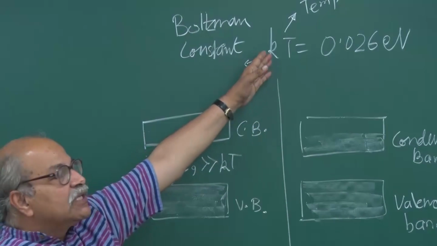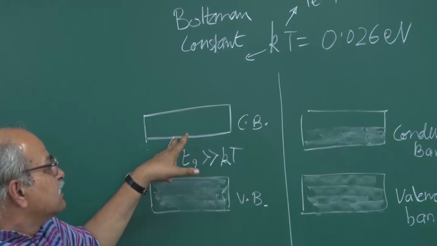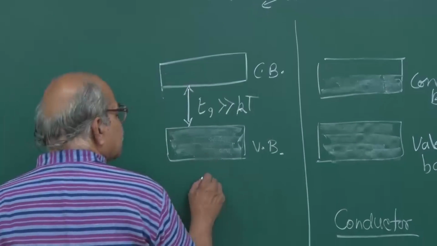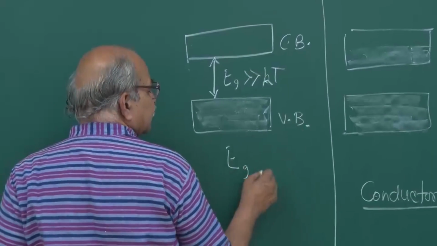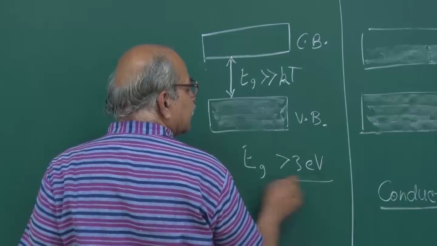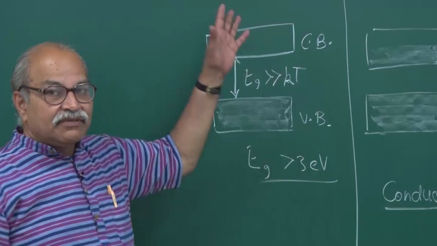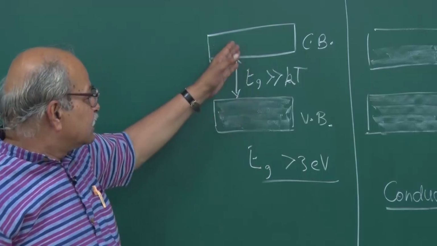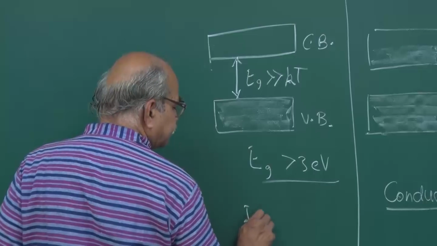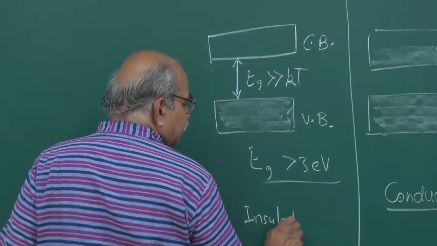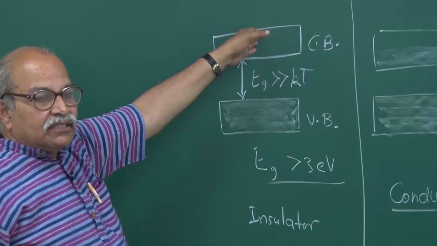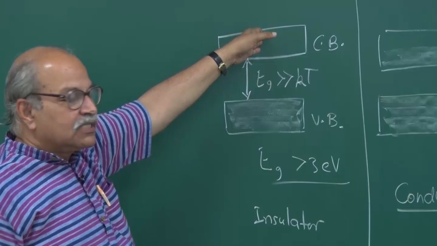So as compared to this, if this gap is very large, then that is one category. Let's say Eg is greater than some 3 eV or so, you can take that as large: 3 eV, 4 eV, 5 eV and so on. So this is one category, and this will be insulator. When I say completely filled, completely empty, remember this is for very low temperatures, close to 0 K.